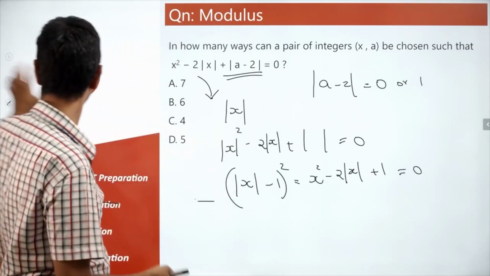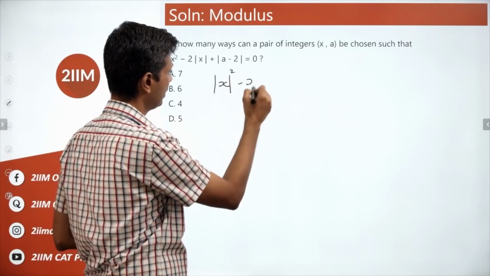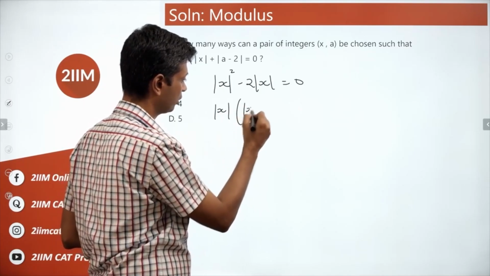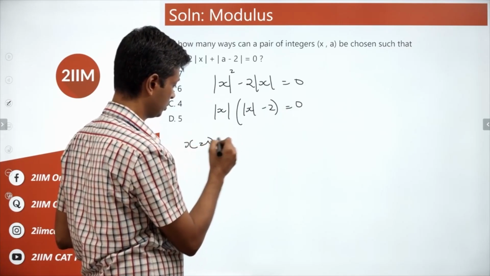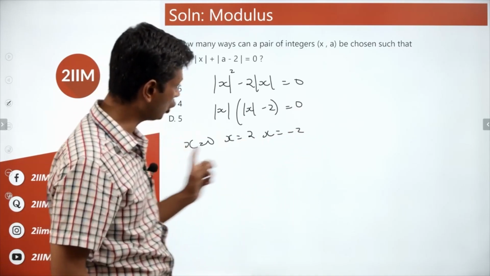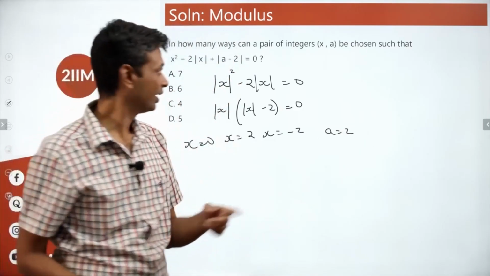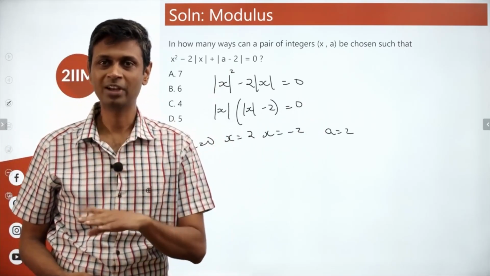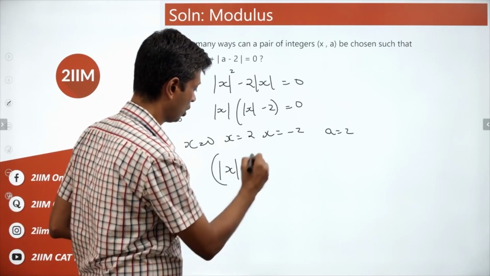Let's say that's equal to 0. So now we have (mod x) the whole square minus 2 mod x is equal to 0. Mod x into (mod x minus 2) equal to 0, so x could be 0, x could be 2, x could be minus 2. For all of these possibilities, a equal to 2 works. So there are 3 possible solutions here: x and a are 0, 2; 2, 2; minus 2, 2. 3 possibilities work.